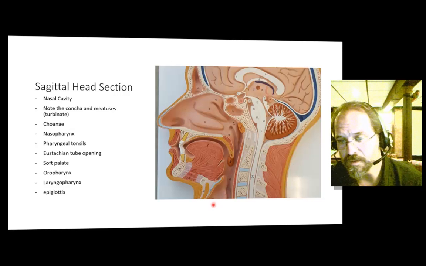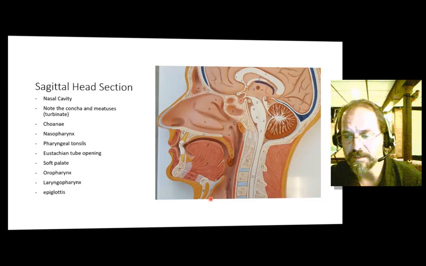The lower of those two folds is the true vocal fold, and that's actually what vibrates. That's a ligamentous structure that vibrates as air is passed over it, and that creates the different tones of our voice. And we have a trachea model I'll show you in a sec.